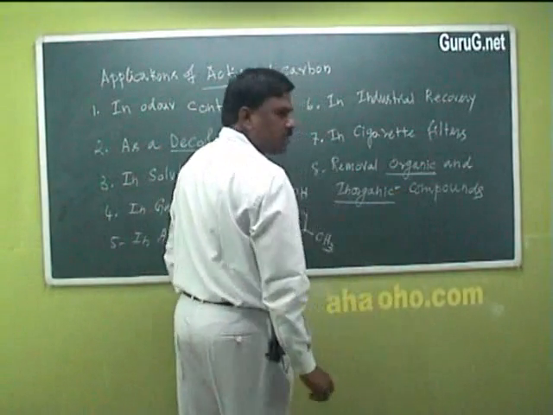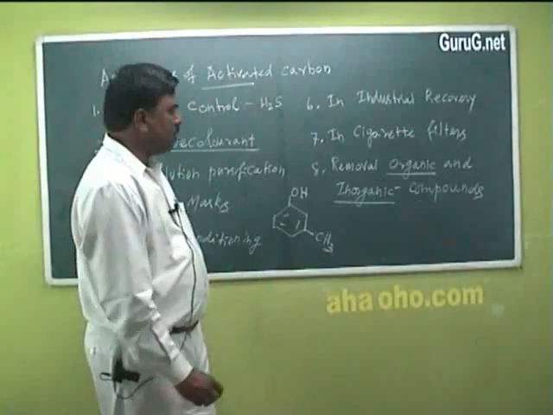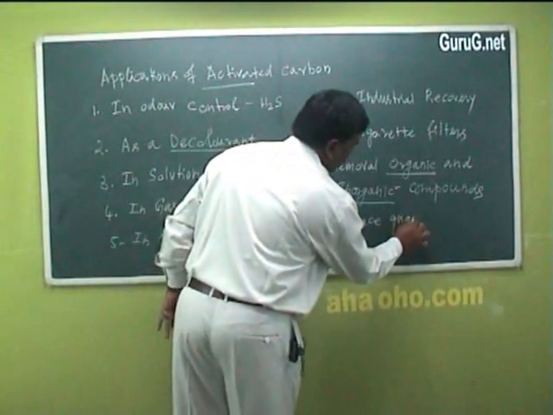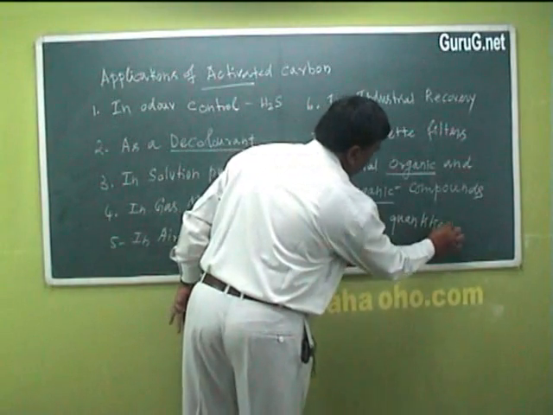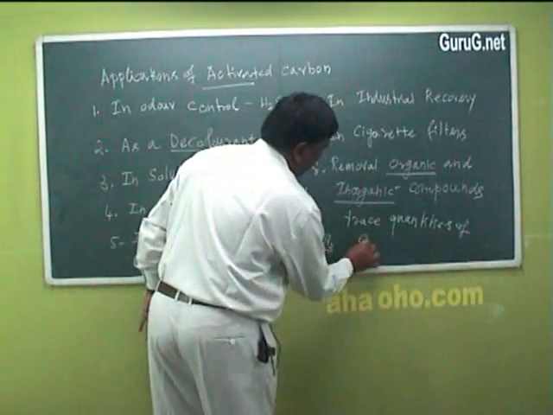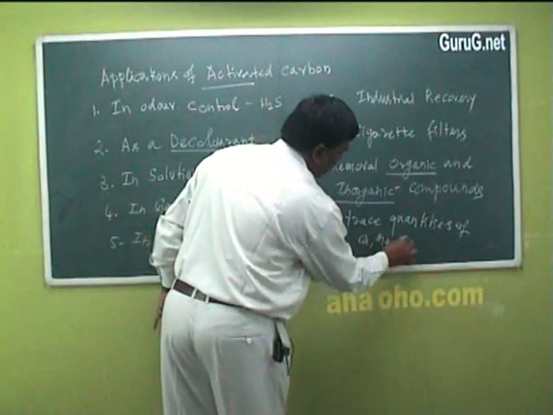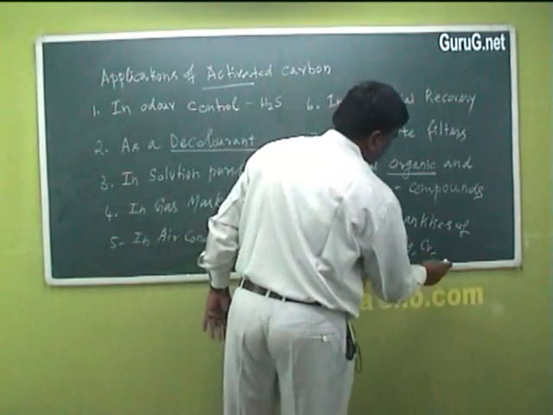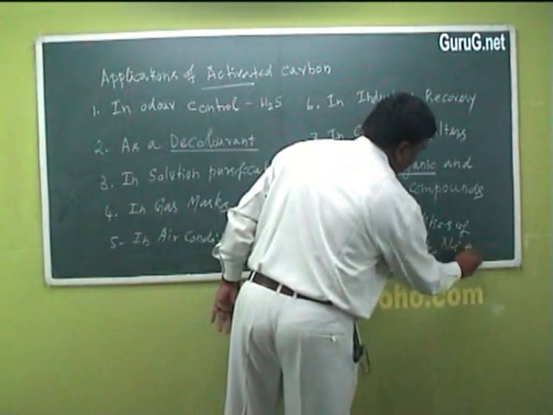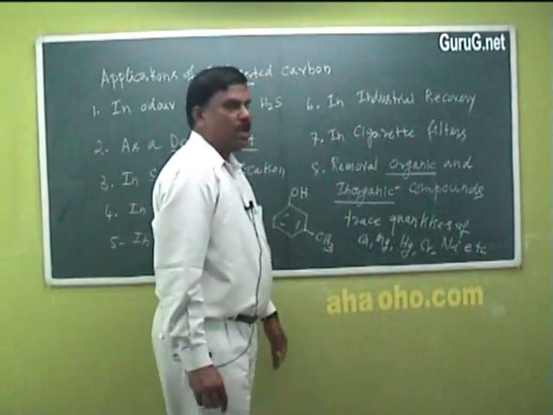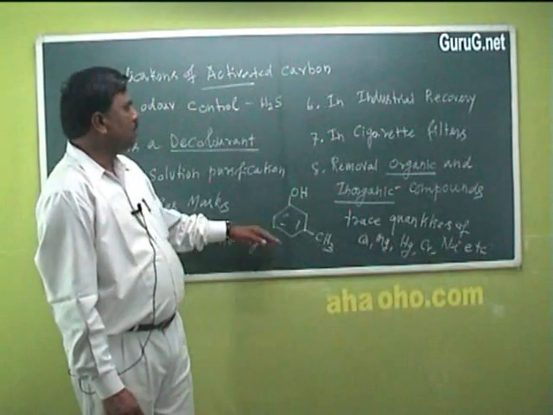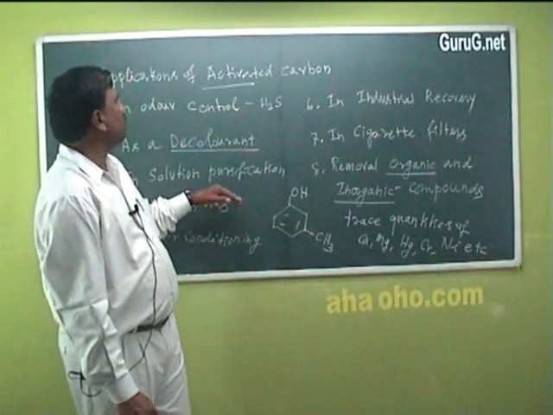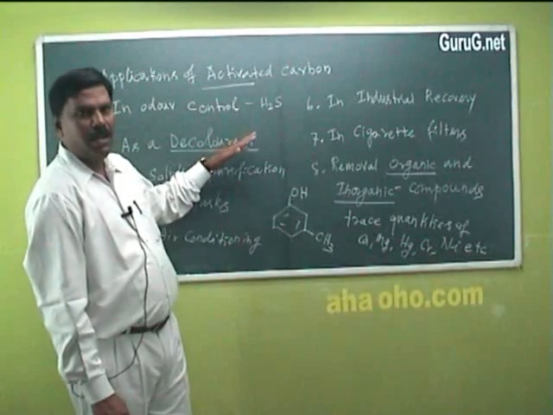inorganic compounds, for example, trace quantities of calcium, magnesium, and then mercury, chromium, and nickel, etc. present in the effluent, should be removed by the adsorption process using activated carbon. So these are the different applications of activated carbon used for different purposes.